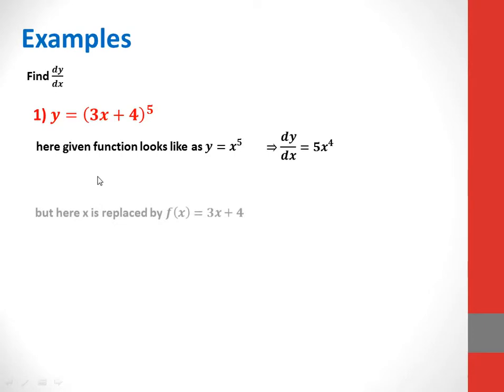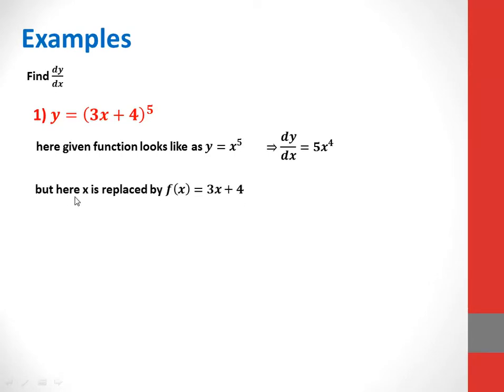Now see what happens here. Here x is replaced by f of x is equal to 3x plus 4. Meaning the original function is x raised to 5, we have the derivative 5 into x raised to 4. But here that x is replaced by f of x, that is 3x plus 4. So the given function is like this, y is equal to (f of x) raised to 5. So how will you get the derivative of this?